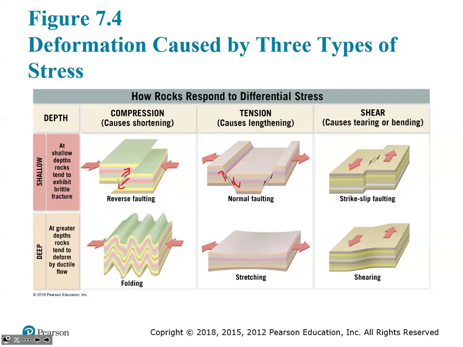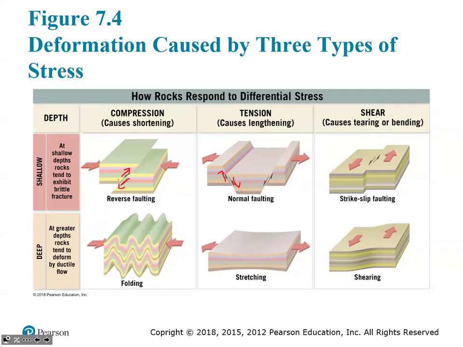If you have tension, which causes lengthening and things to stretch out, you get normal faulting. The hanging wall slides down the footwall, lengthening out the ground. It's like you're sliding things apart, making more room. And for shear, you get strike-slip faulting, where one side goes to the left, the other side goes to the right.